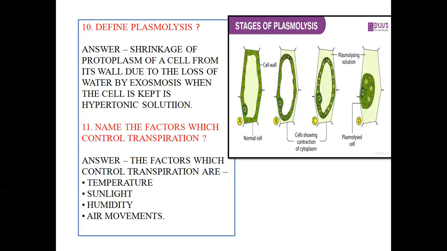Next is, what is plasmolysis? It is simply the shrinkage of protoplasm of a cell from its wall due to loss of water by exosmosis when the cell is kept in hypertonic solution.